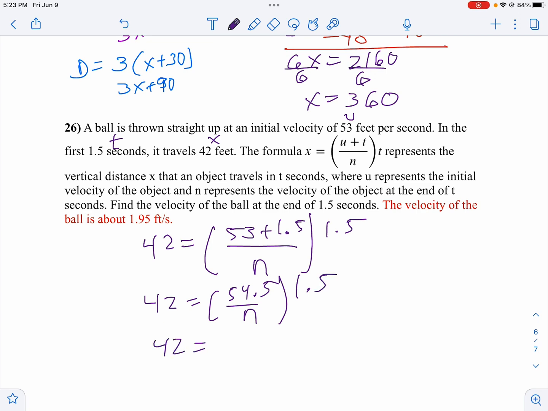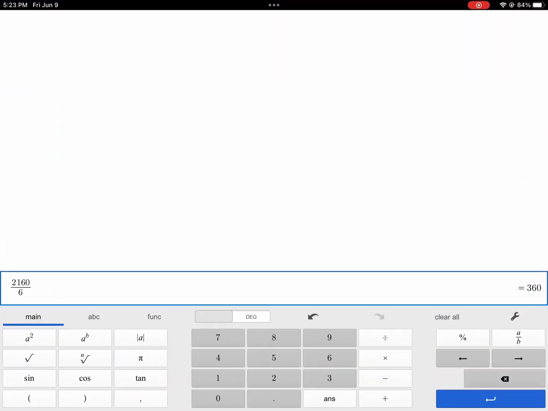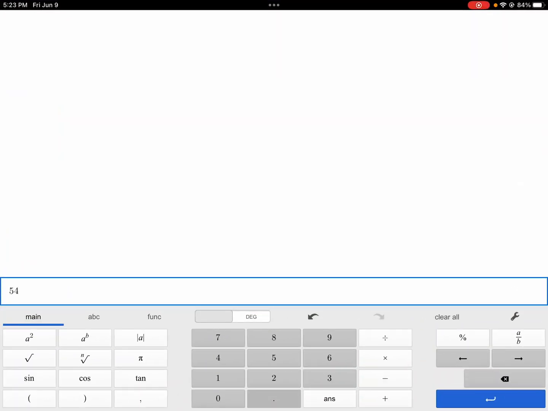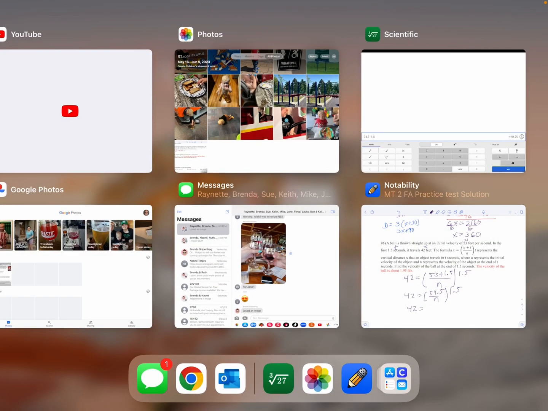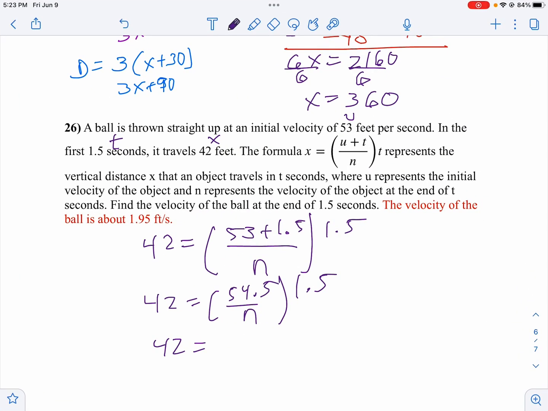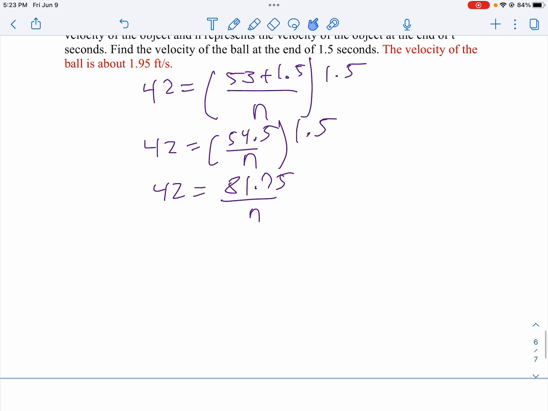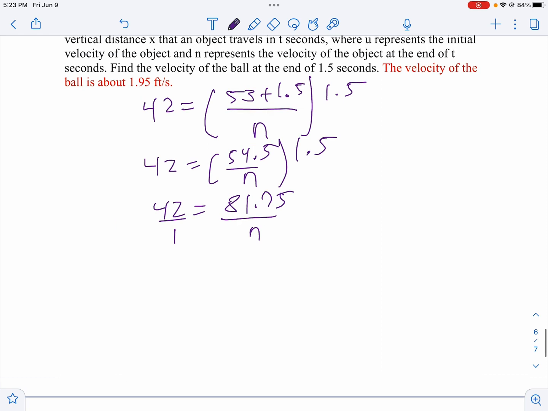So then 42, if I take 54.5 times 1.5, we get 81.75. So 42 equals 81.75 divided by n. Now n's in the denominator, and I prefer when n's in the denominator to take the reciprocal of both sides. So we're going to say 1 over 42 equals n over 81.75.